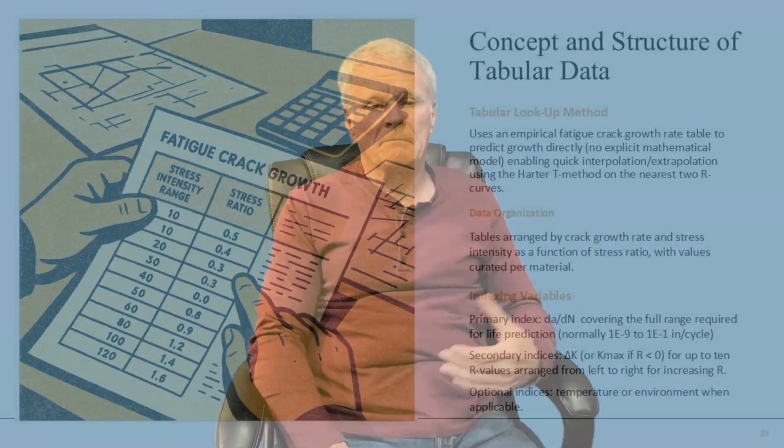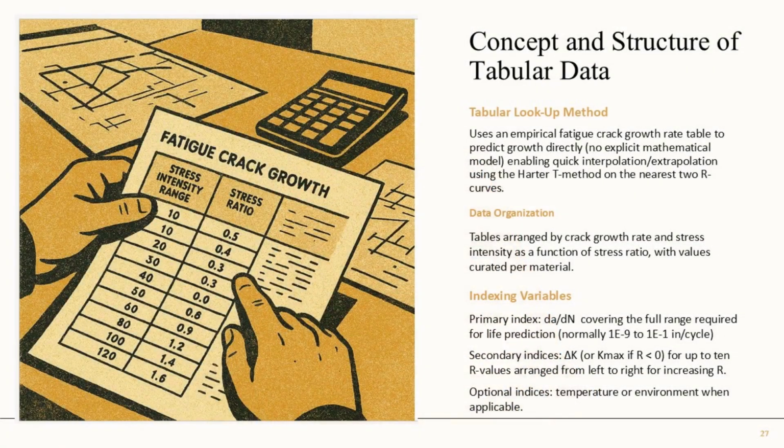So now I'll go to the tabular approach. The tabular approach, to me, is the gold standard because if I have data for more than 2 stress ratios, I can take advantage of that. I could use up to 10 stress ratios in our tabular lookup method, which allows us to more accurately interpolate between any 2 pairs of stress ratios using that same method that we talked about earlier with my T method.